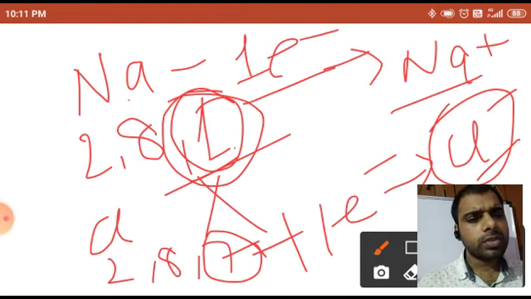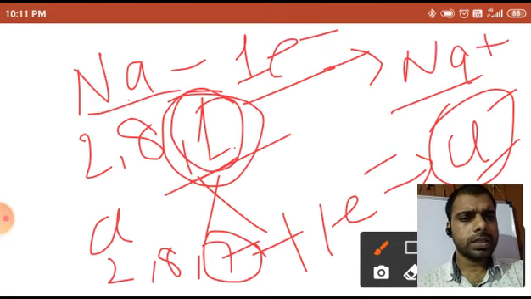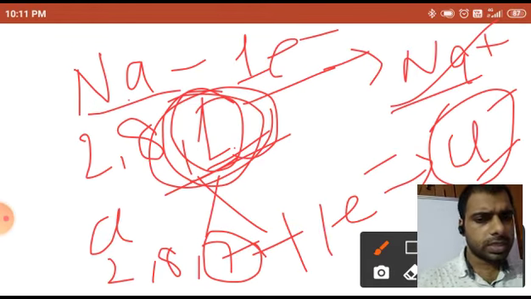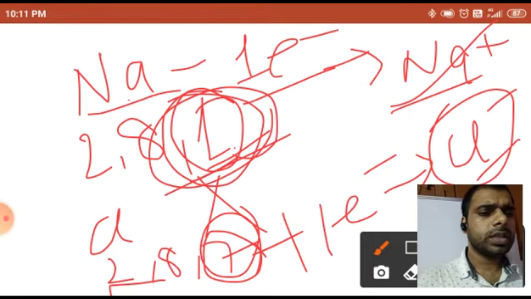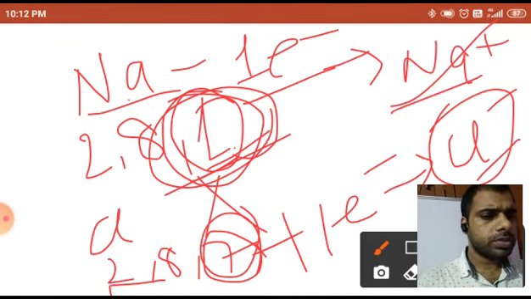Now if one person has extra money, what will they do? They will donate, they will serve the poor people. So this Na is a rich one, and it is losing its electron and forming electropositive. But Cl requires something. According to this analogy, it is a poor one, so it will gain one electron.